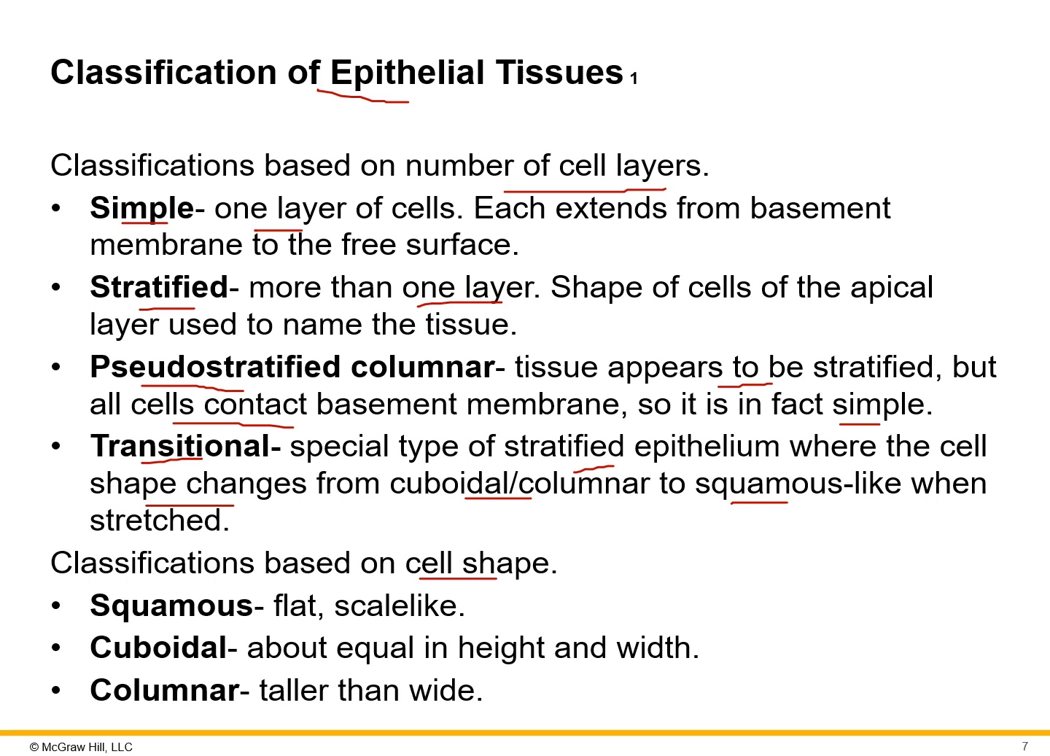And then the different cell shapes, we have squamous. These are flat or scale-like. Cuboidal, as the name implies, they're kind of cubed, so they're equal in height and width. So they look like squares. And then columnar are more rectangular, so they're taller than they are wide. And again, for each of these, we can have simple squamous, we can have stratified squamous. So we kind of combine the number of cell layers with the cell shape to come up with the names for these tissues.